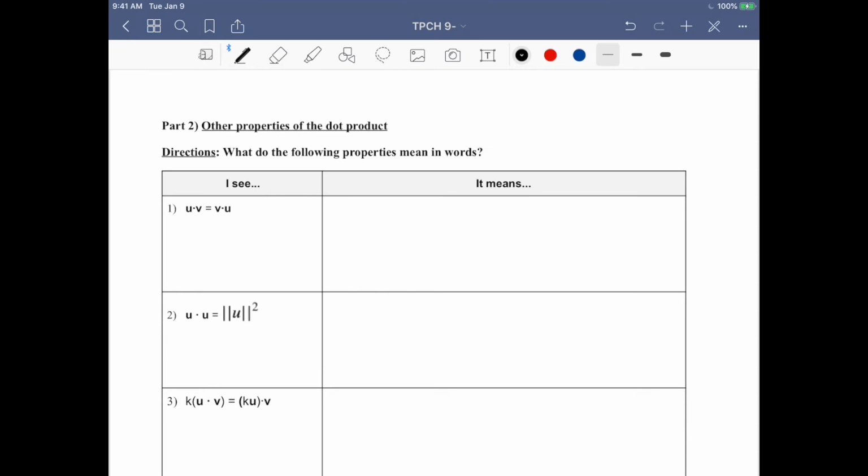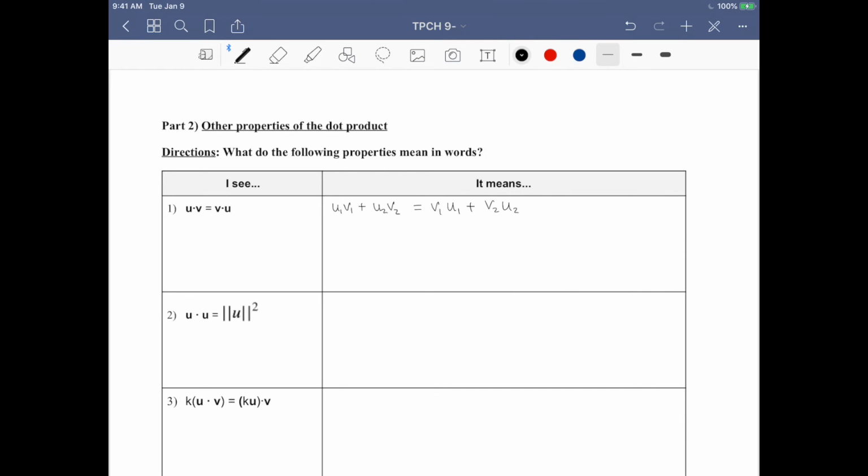Number 1, I see u dot v equals v dot u. What does it mean? Before I write down what it means in words, I want to figure out why this is the case. So u dot v, remember, is going to be u1 v1 plus u2 v2. And if that's the case, then v dot u is going to be v1 u1 plus v2 u2.